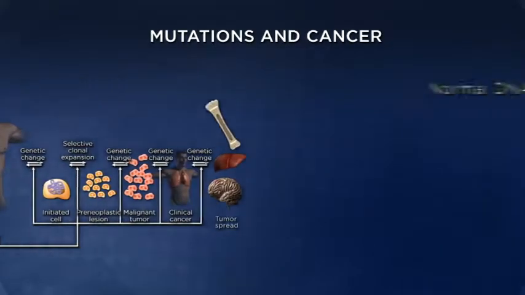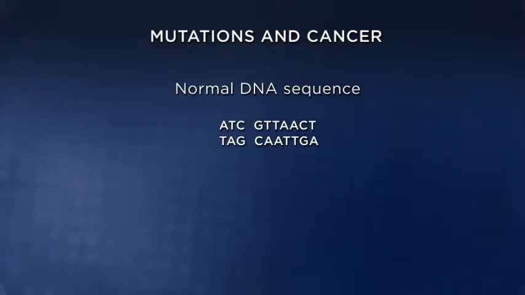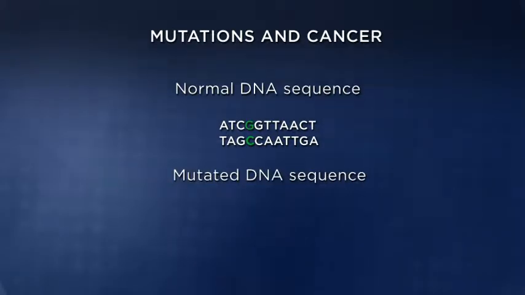To review, normal sequence of DNA might have a C at this location. Remember, DNA has two strands, A, C, G, and T, and it might have a GC at this location. And in the mutated DNA, there's an AT at the same location, and that's the mutation. Mutations happen all the time. And fortunate for us, mutations can be repaired.